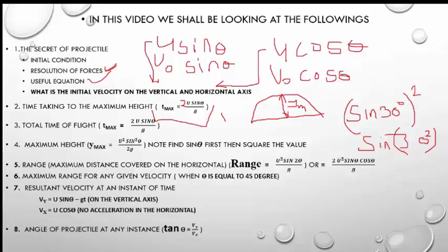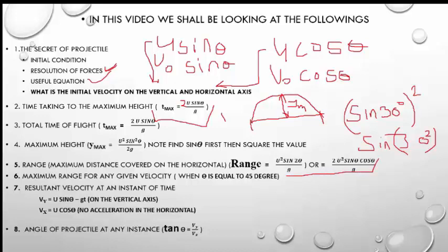Then the range, that is the distance on the horizontal axis. Y max is the distance on the vertical axis. So range is the distance on the horizontal axis, which is u square sin 2 theta over g, or 2u square sin theta cos theta over g. Either of these two equations will give us the range.